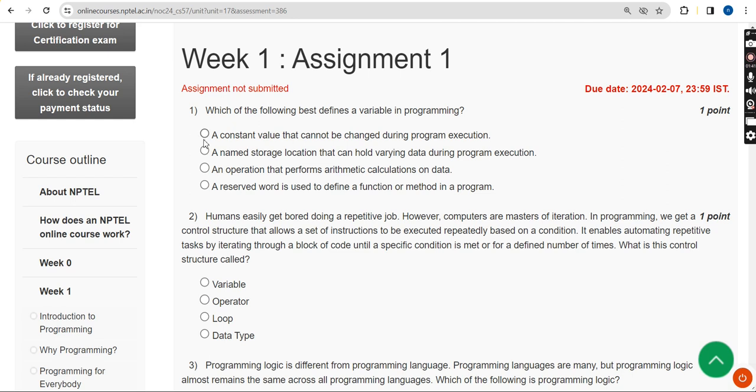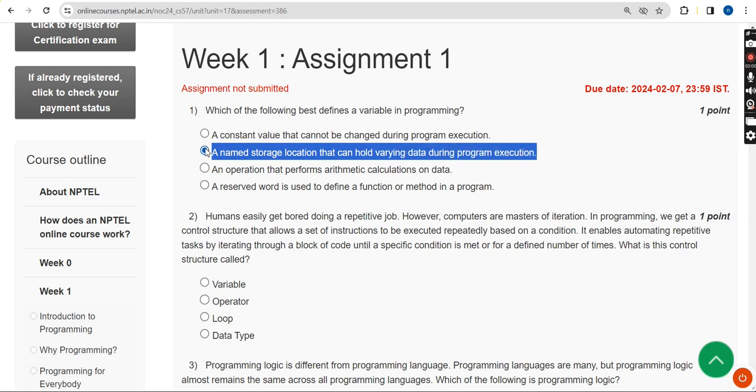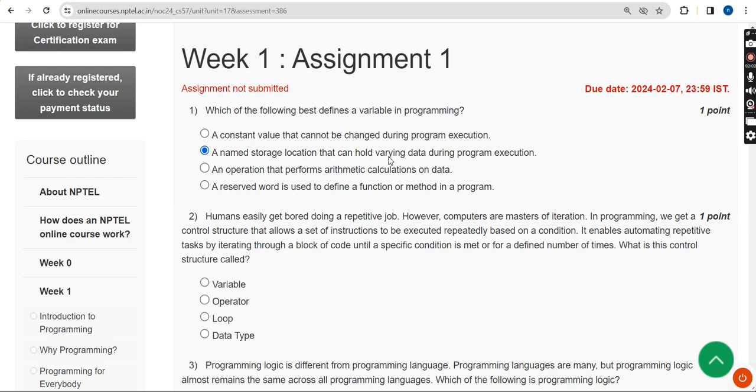First question: which of the following best defines a variable in programming? For the first question, the answer is the second option: a named storage location that can hold varying data during program execution. Now move on to the second question.